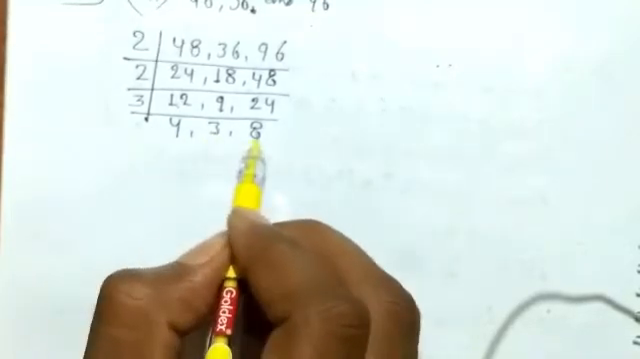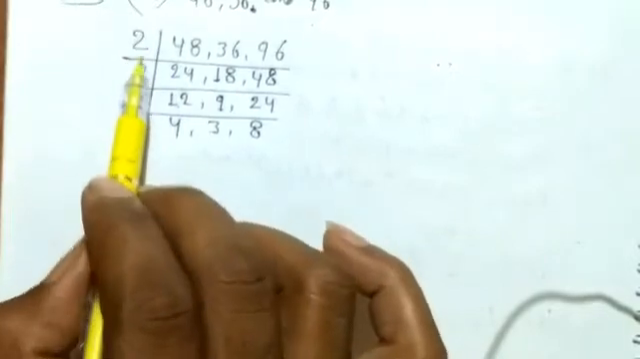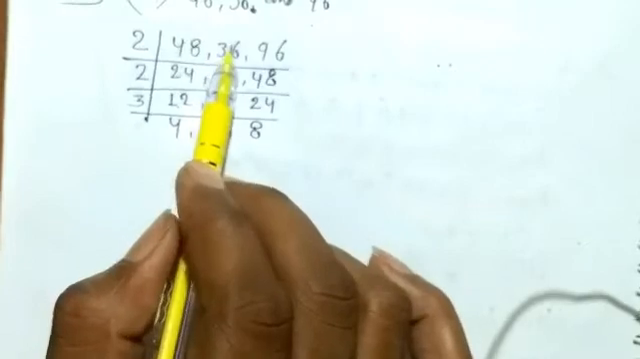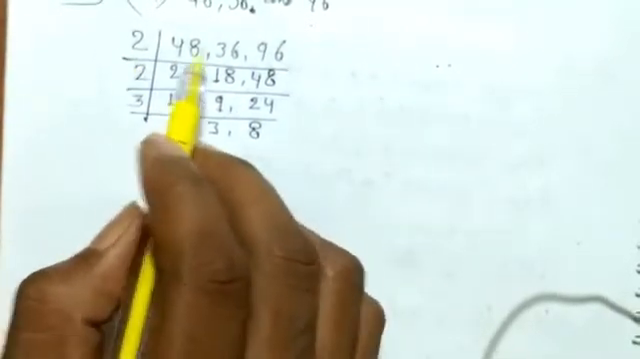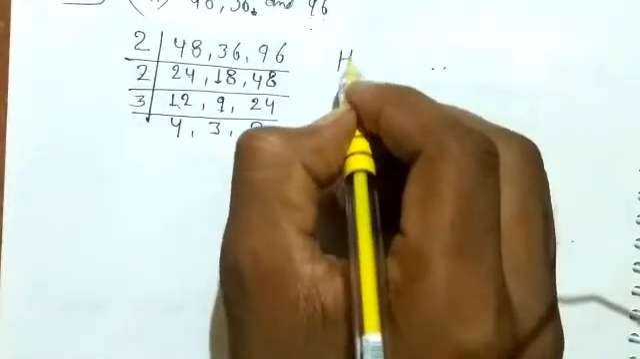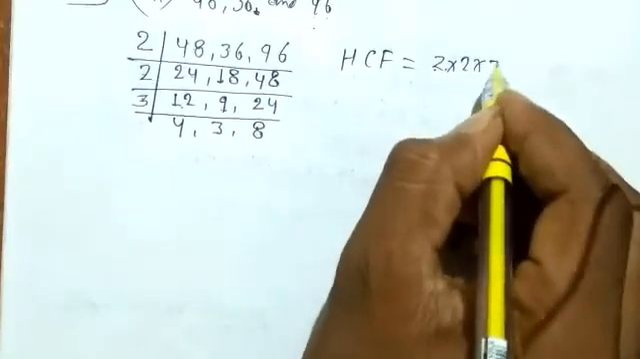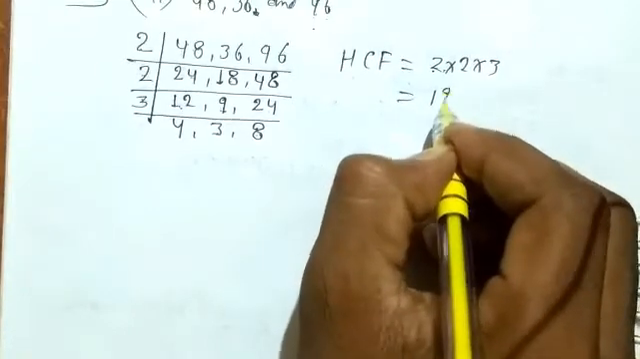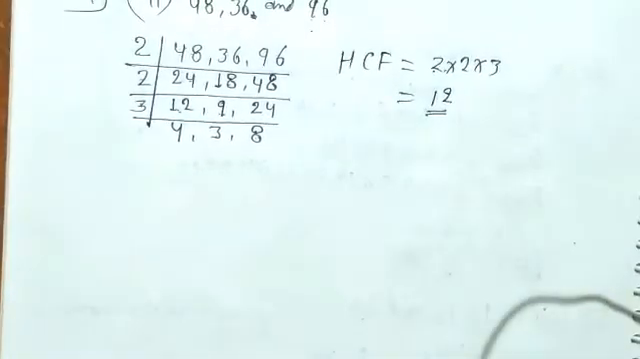Now no number is there which divides all these three numbers. So commonly three prime factors are there which divide these three numbers completely. It means the HCF of these three numbers will be 2 into 2 into 3. So simply you can write HCF equal to 2 into 2 into 3, equal to 2 2s are 4, 4 3s are 12. This is the HCF, a very common method.